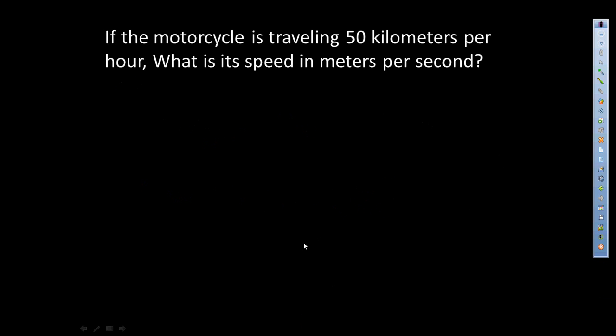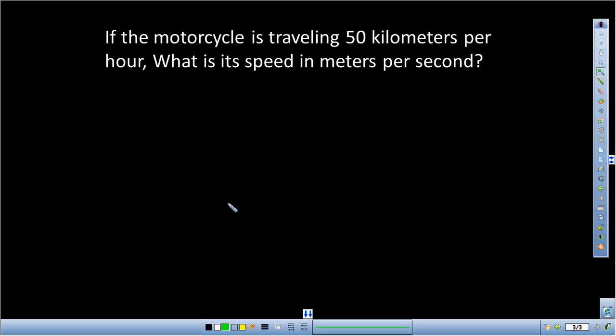Okay, in this next example it says if the motorcycle is traveling 50 kilometers per hour, what is its speed in meters per second? Okay, as we look at that, we'll see that not only are we wanting to convert kilometers to meters, we are also wanting to convert hours to seconds. So because we are changing 2 units, we are going to have to multiply by 2 conversion factors. So let's start by writing this motorcycle speed as a ratio. So we have 50 kilometers traveled in 1 hour. So that's 50 kilometers per hour.